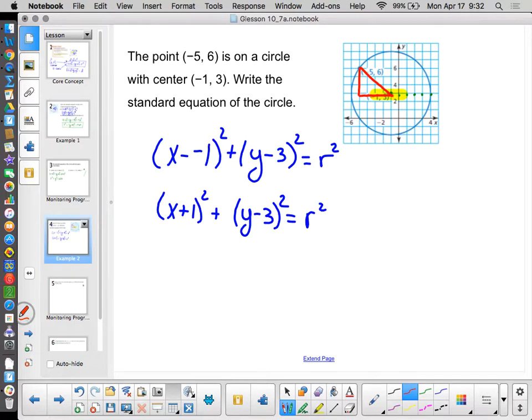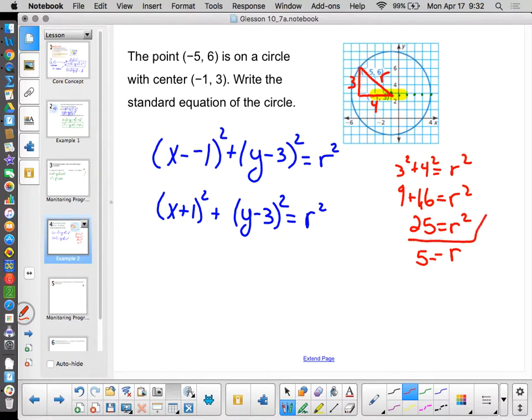Say, well, I know between these 2 points, 1, 3, and 5, 6, that's my radius. And I know this distance over from negative 1 to negative 5 is exactly 4. And up from 3 to 6 is exactly 3. And I'd say, okay, 3 squared plus 4 squared equals r squared. So that's 9 plus 16 equals r squared. So r is 5.